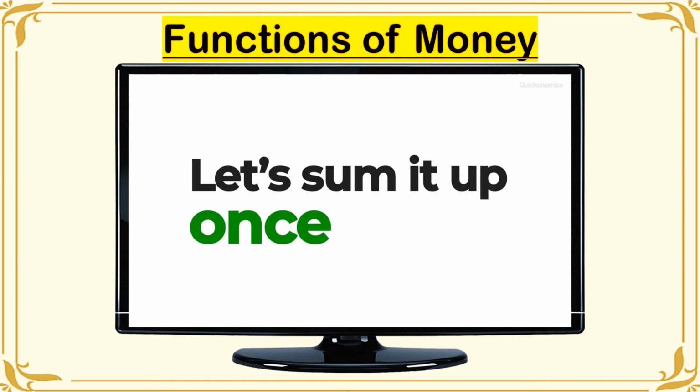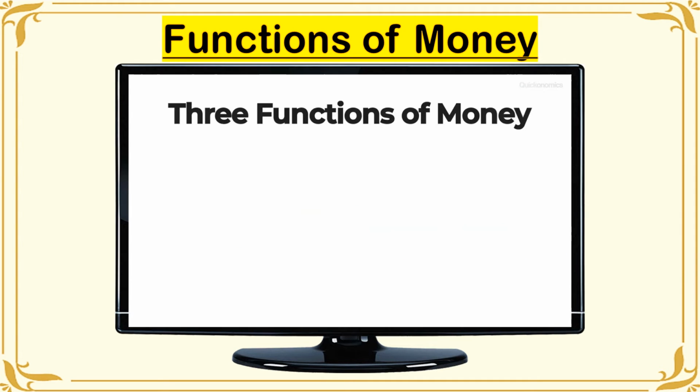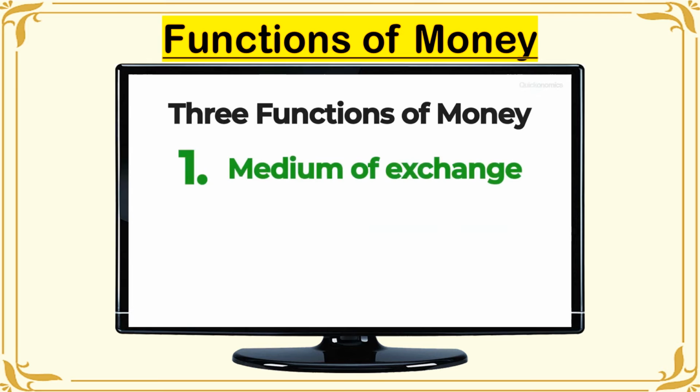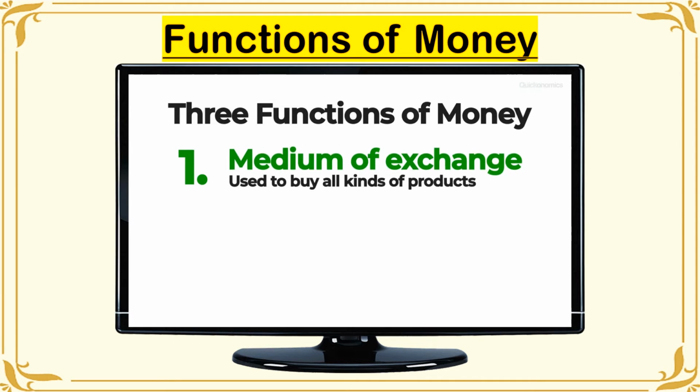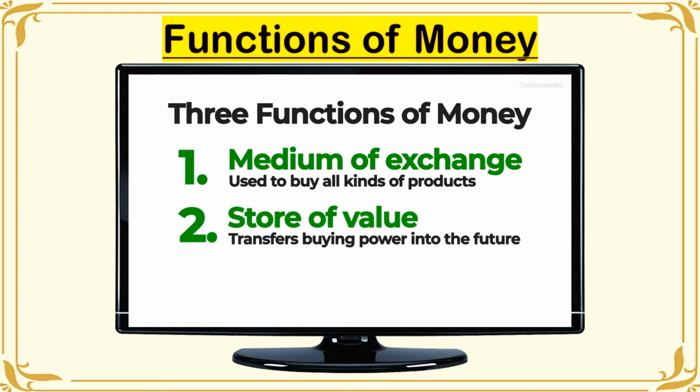So, let's sum it up once again. Money is a set of assets that are generally used and accepted as a medium of exchange for goods and services. That means you can use it to buy all kinds of products. In addition to that, money also serves as a store of value, which means it transfers buying power into the future. And last but not least, money serves as a unit of account, which means it is used to measure and compare economic value.